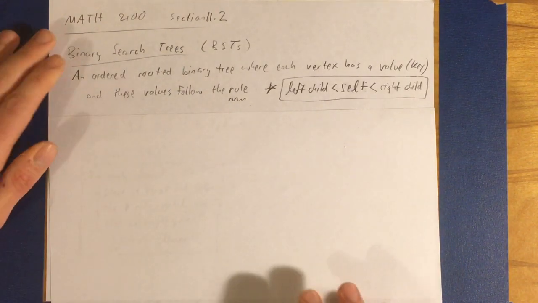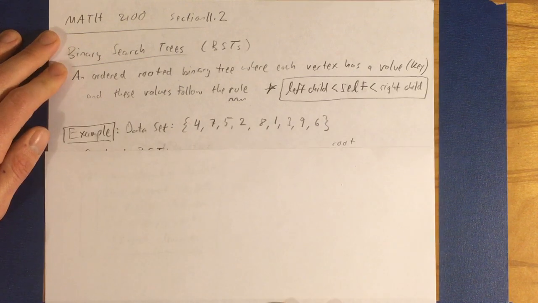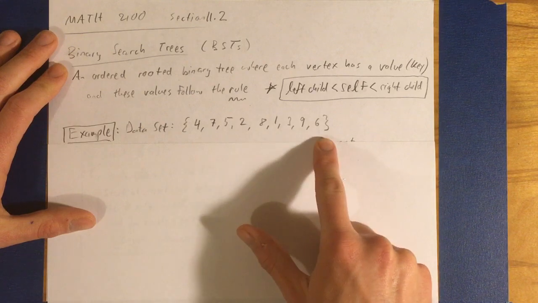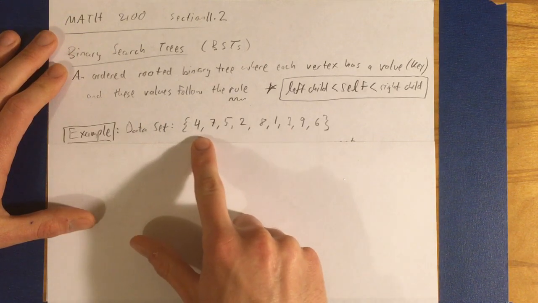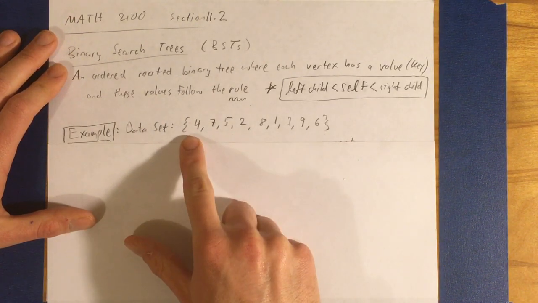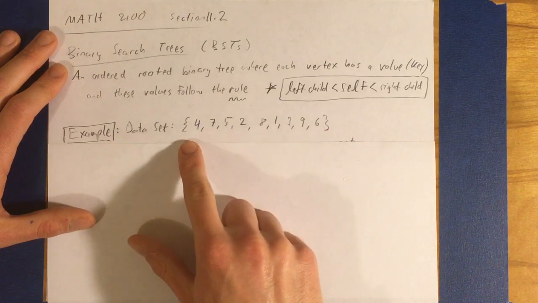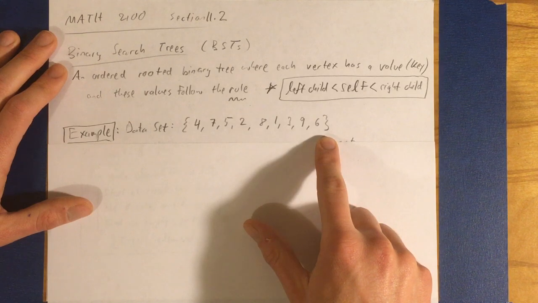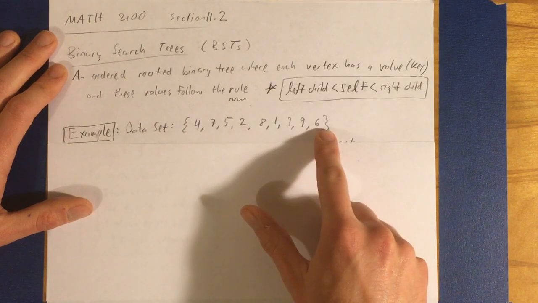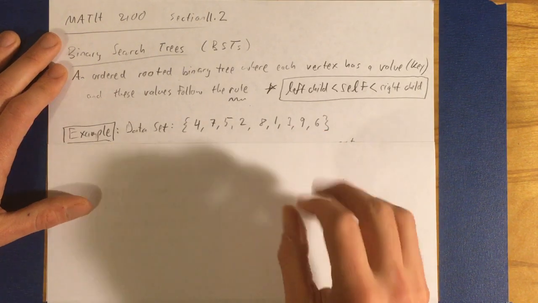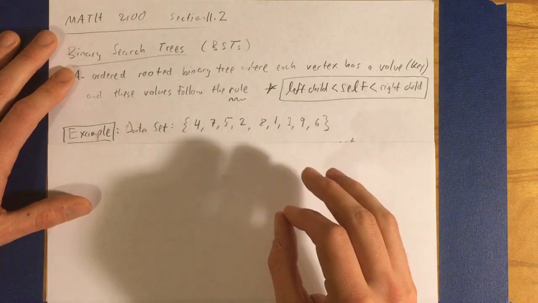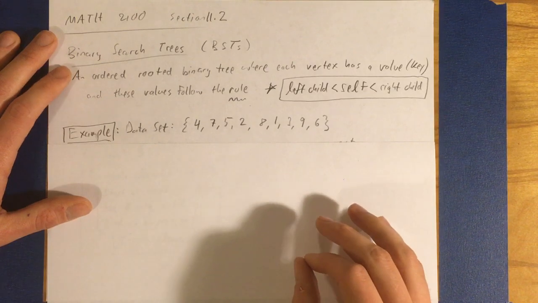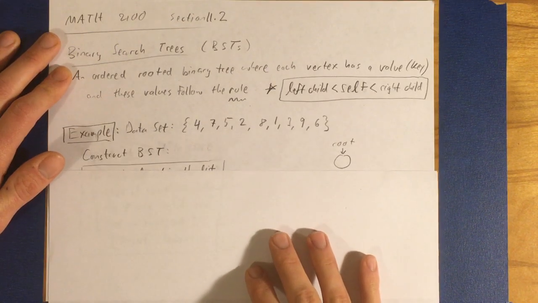So, as an example, suppose we have a data set. For this data set, I've just got a bunch of numbers in a list. You can think of this as an array. If you're programming, you would input this array, and we're going to go through it in order, iterating through it, and take these elements and put them into a binary search tree structure.